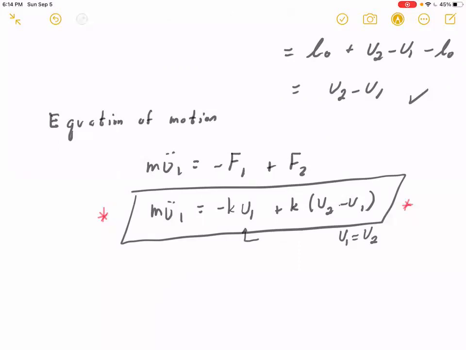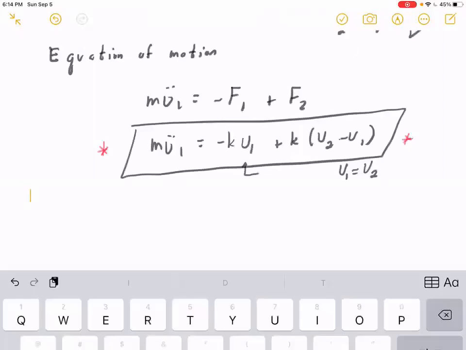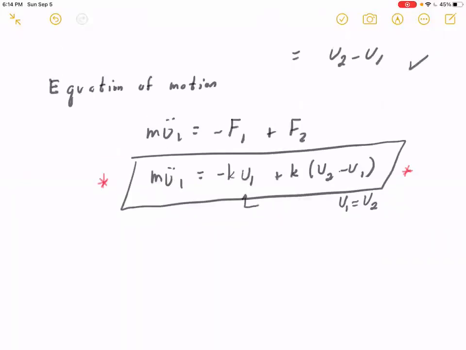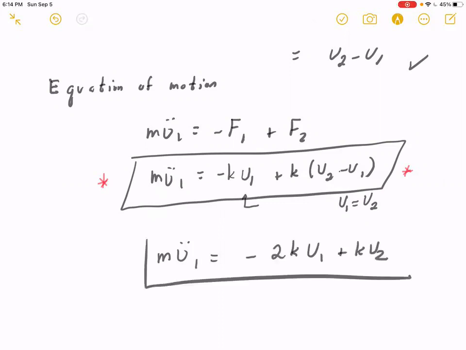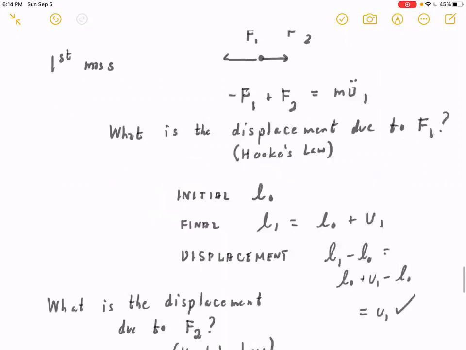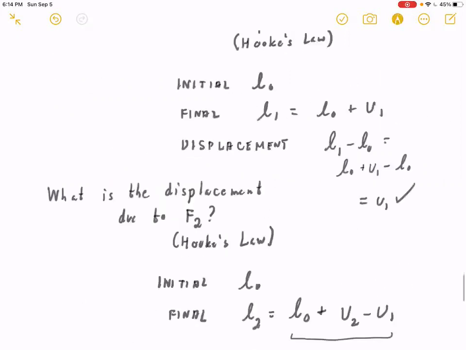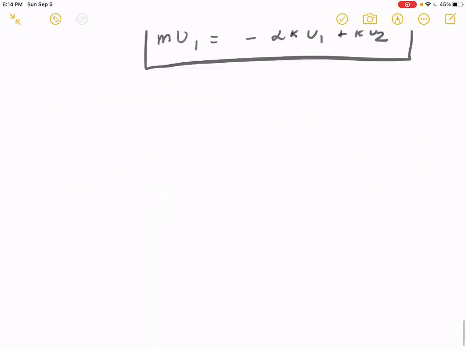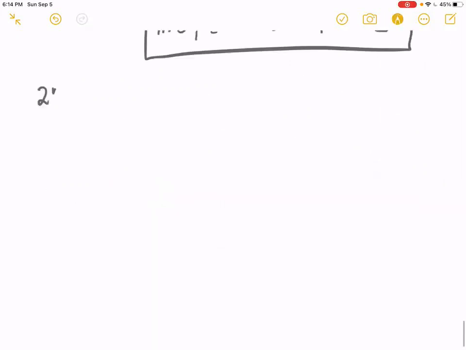I'm going to write this differently, actually. I'll rewrite it, combine terms, and I'll simplify the right-hand side of that equation. Okay, so that's a better deal. So we've dealt with the equation of motion for the first mass. What about the equation of motion for the second mass?